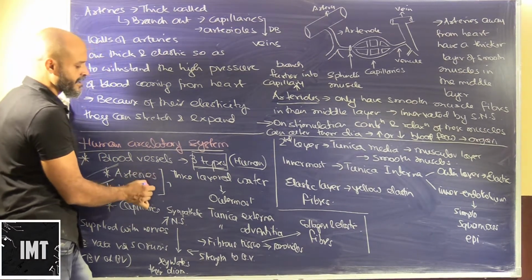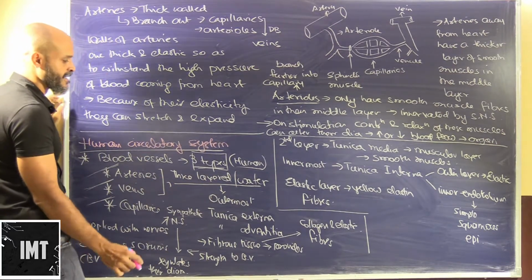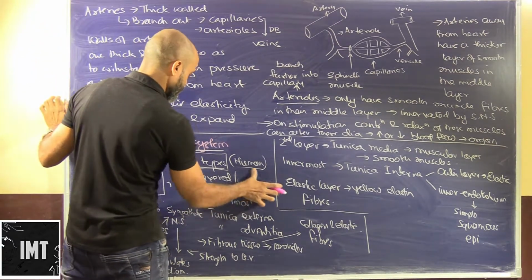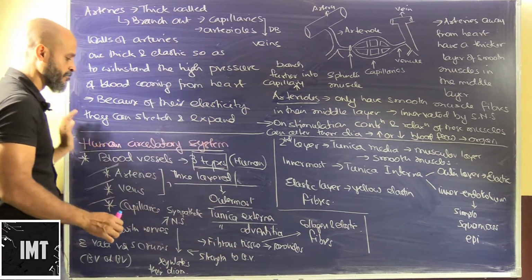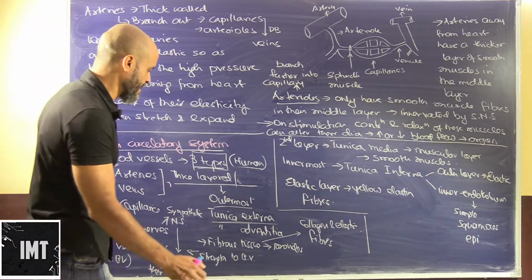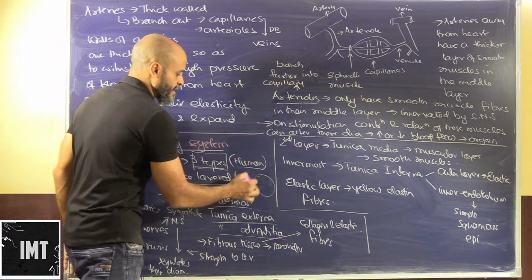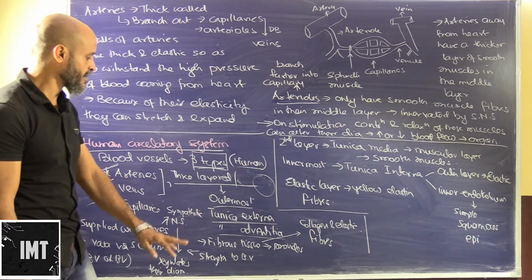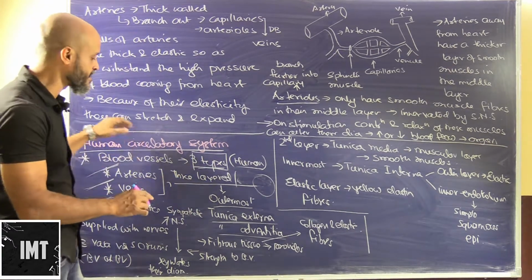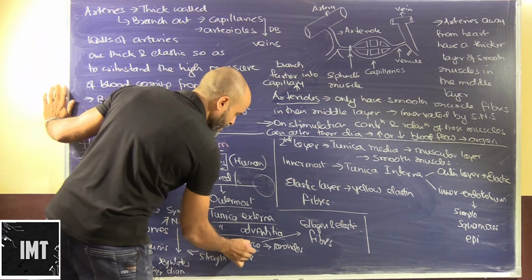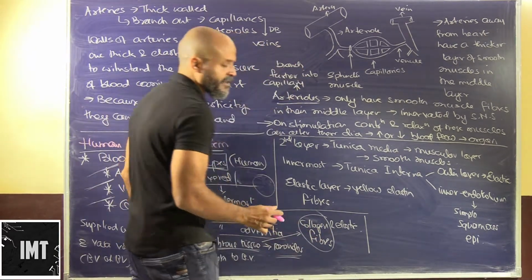Arteries and veins are basically three layered, and the outermost part is known as the tunica externa, also known as the tunica adventitia. We will find it both in arteries as well as in veins. It is a fibrous tissue, and it is made up of collagen fibers.